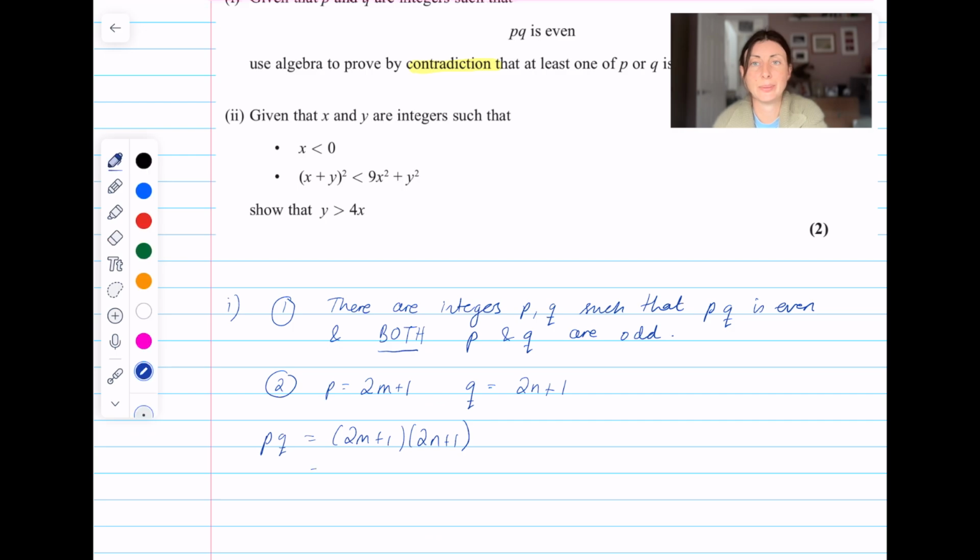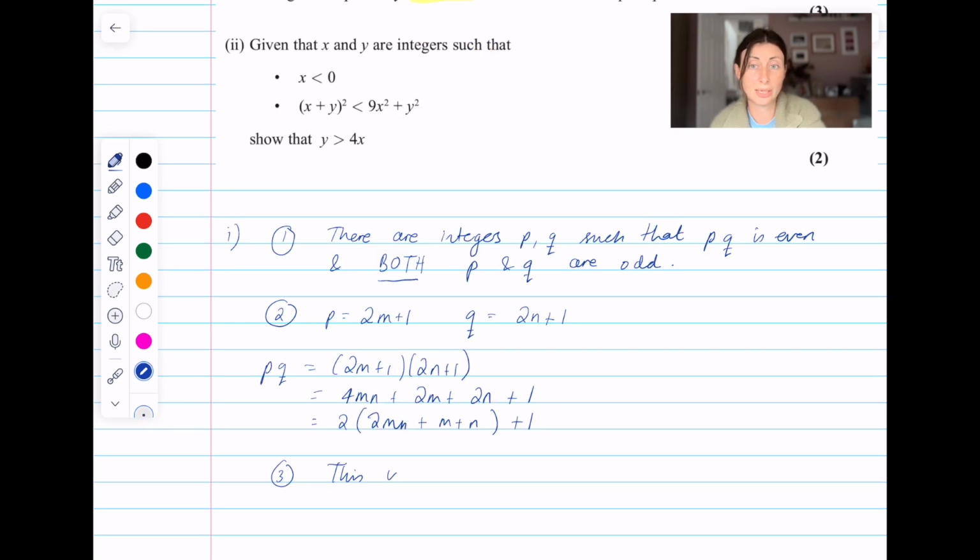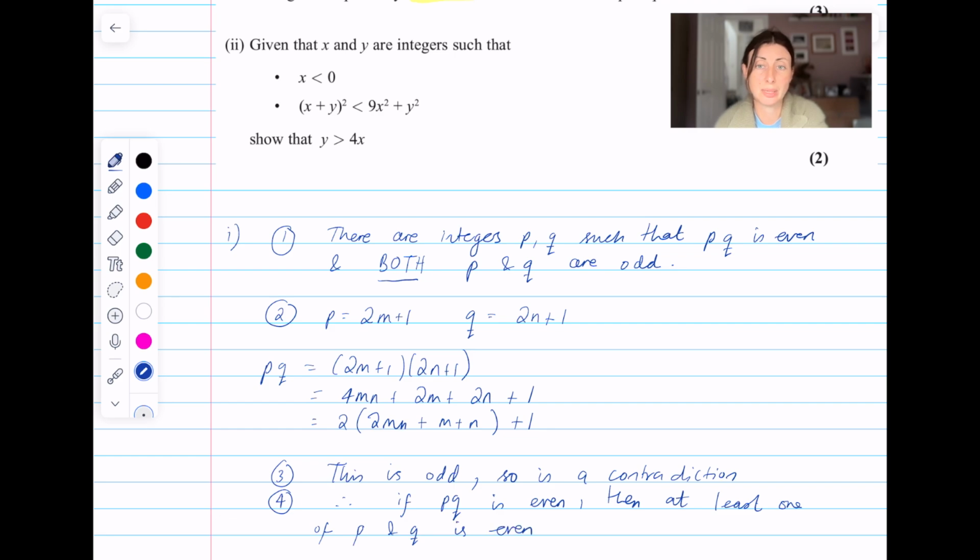Ultimately, we're looking to see if we reach a contradiction. In this case, we were trying to find that PQ is even. However, you'll notice that this actually takes the form of an odd number, 2k plus 1 if you like. We're always looking to factorise out a 2 and then have a plus 1 to show if a number is odd. And then all you need to do is say that this is a contradiction and come to your final statement. Therefore, if PQ is even, then at least one of P or Q is even. Just repeating the original statement.